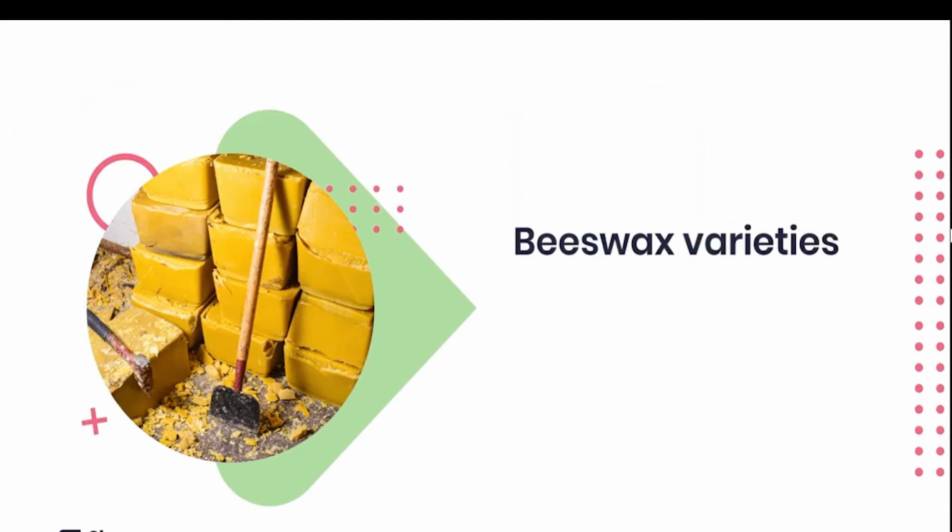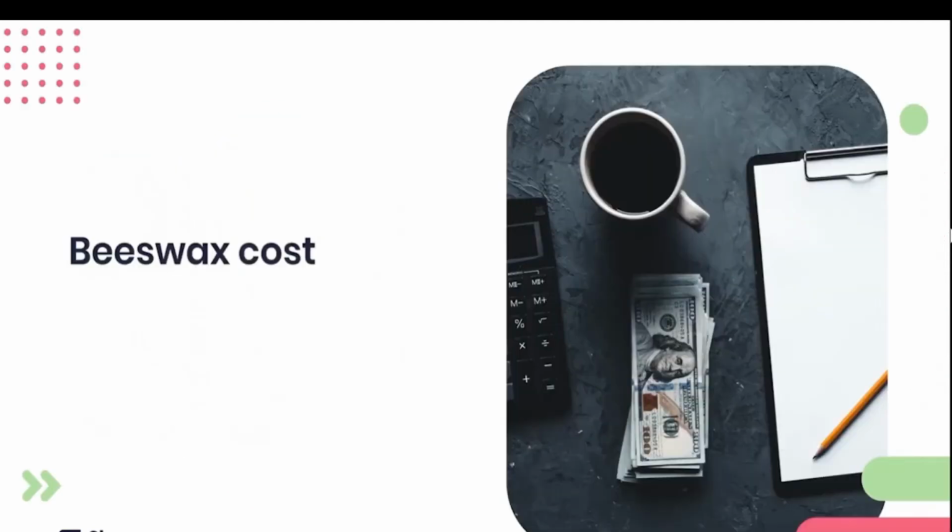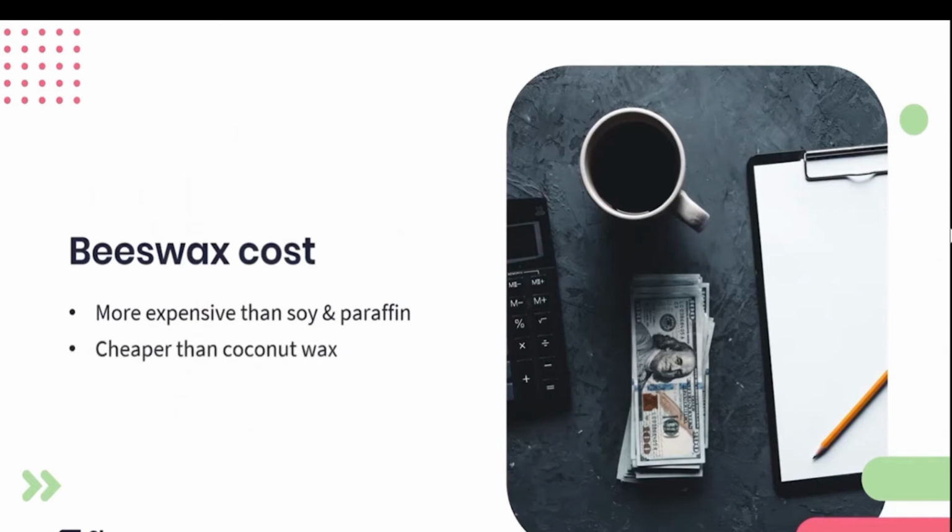You can obtain this wax in various different forms, namely sheets, like the ones we worked with in our last lesson, as well as in blocks and also in pastilles. Cost-wise, beeswax is substantially more expensive than soy or paraffin wax, but slightly less so than coconut wax. This will undoubtedly be a factor to consider when deciding which wax you would prefer to work with.